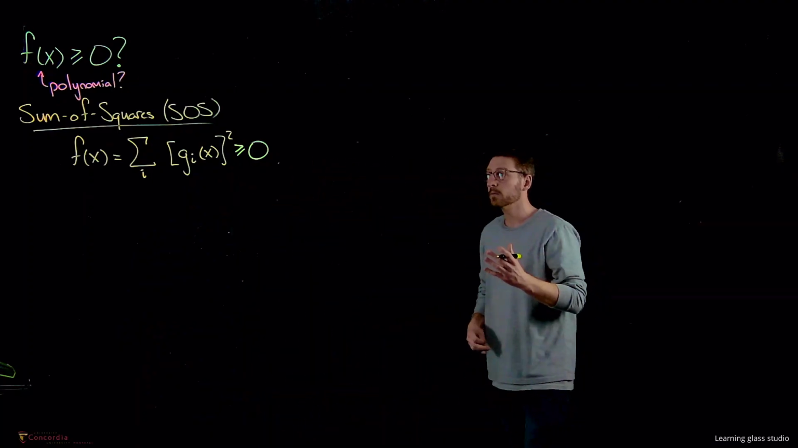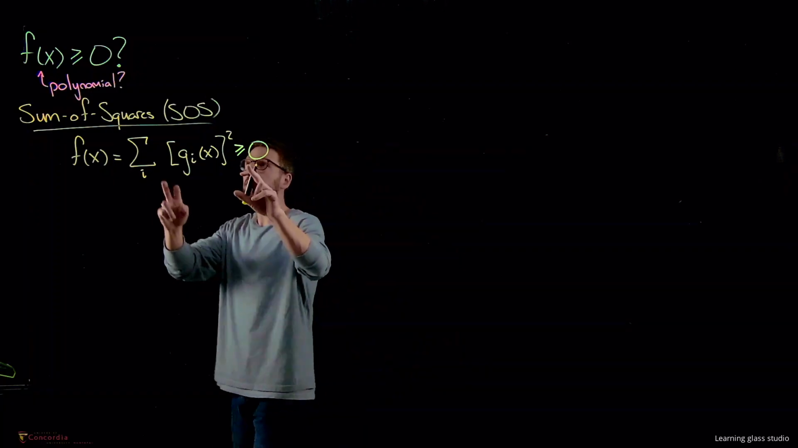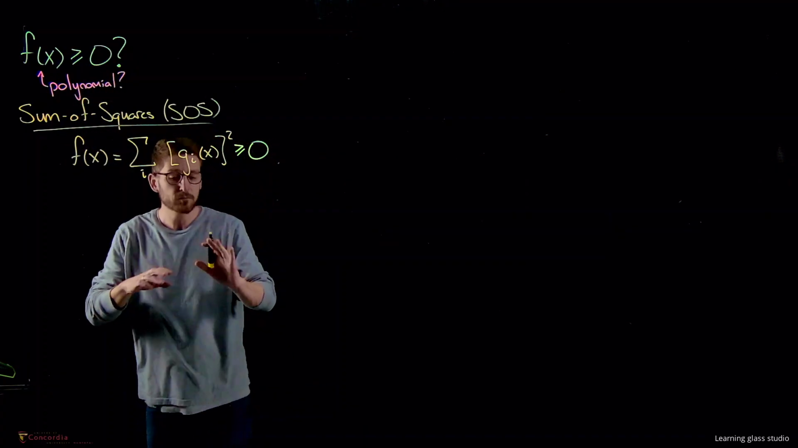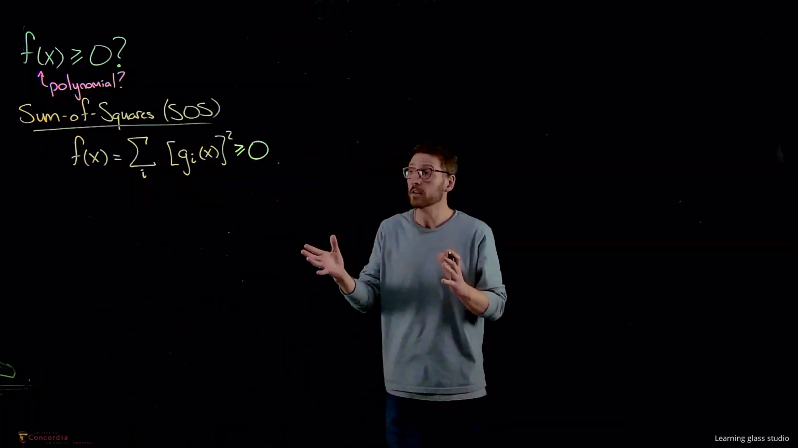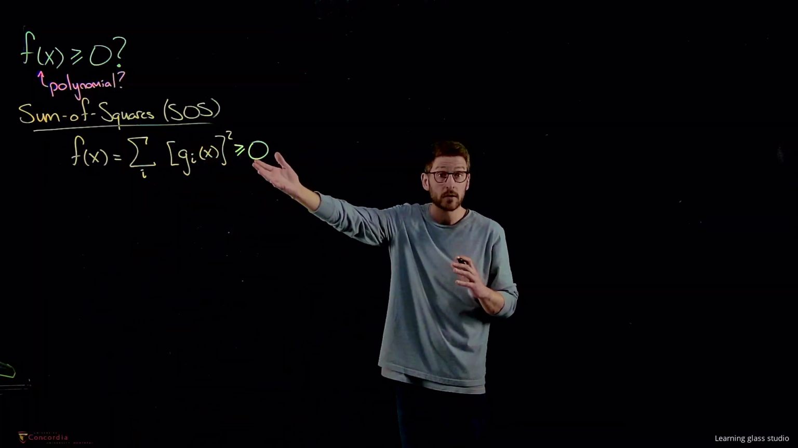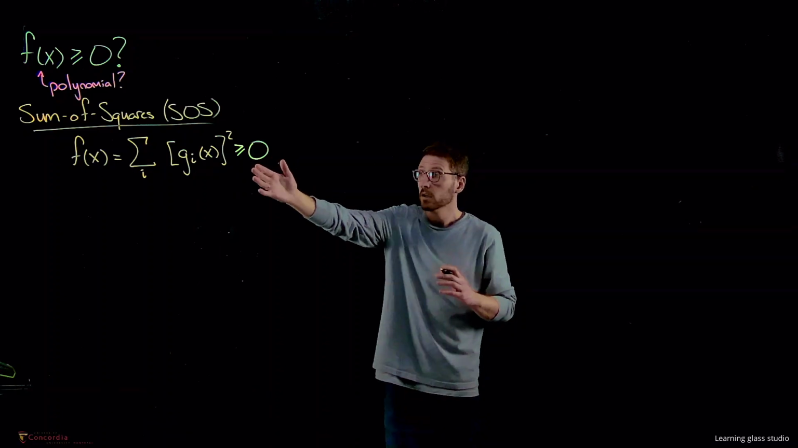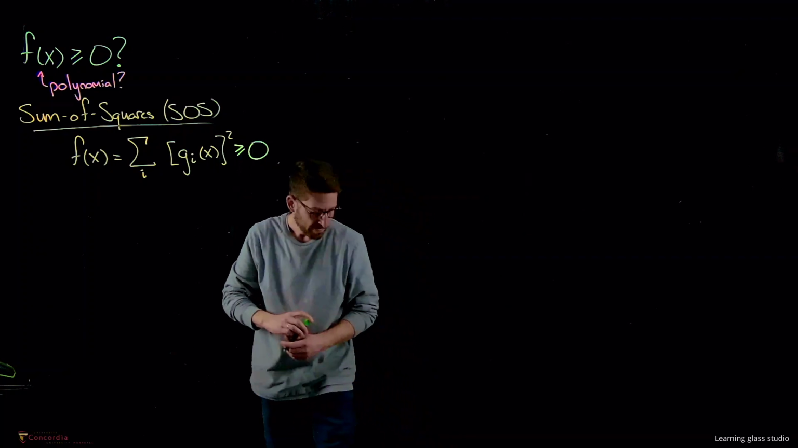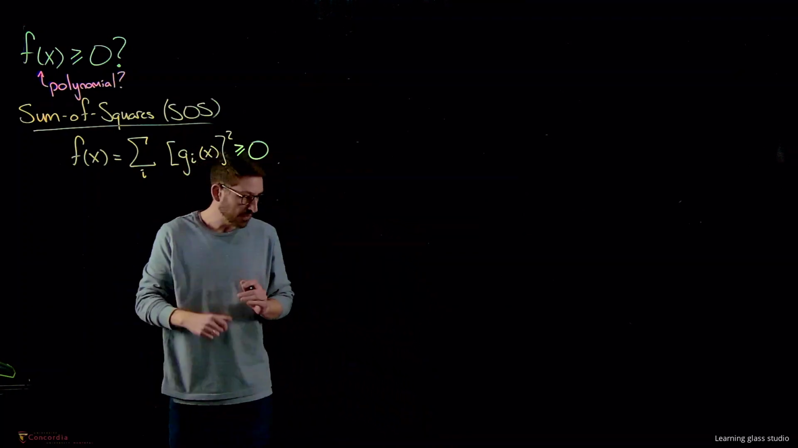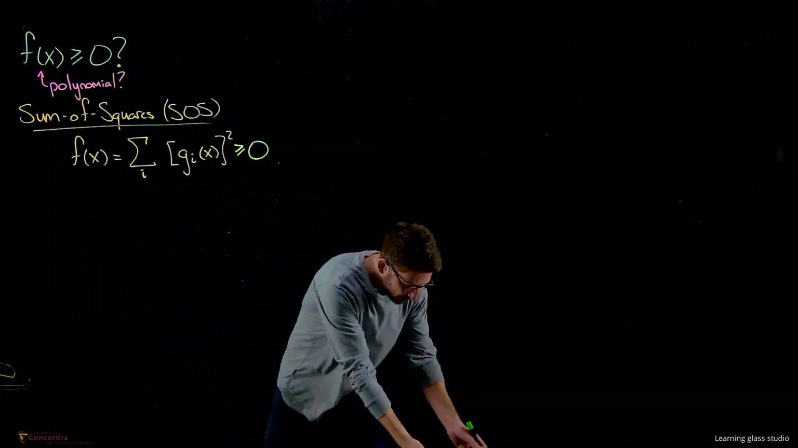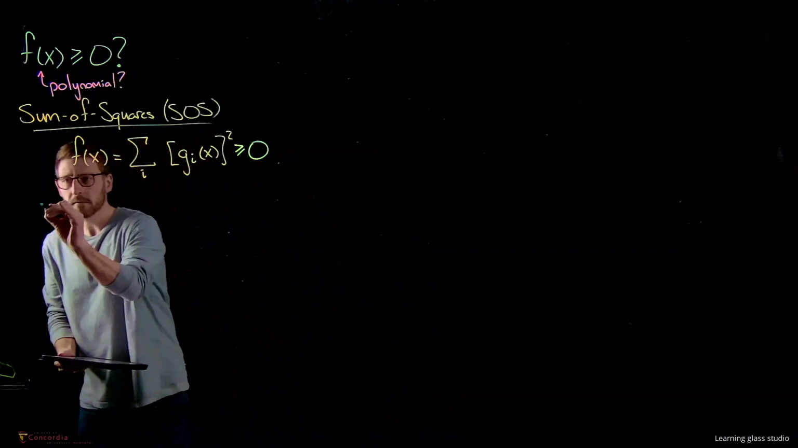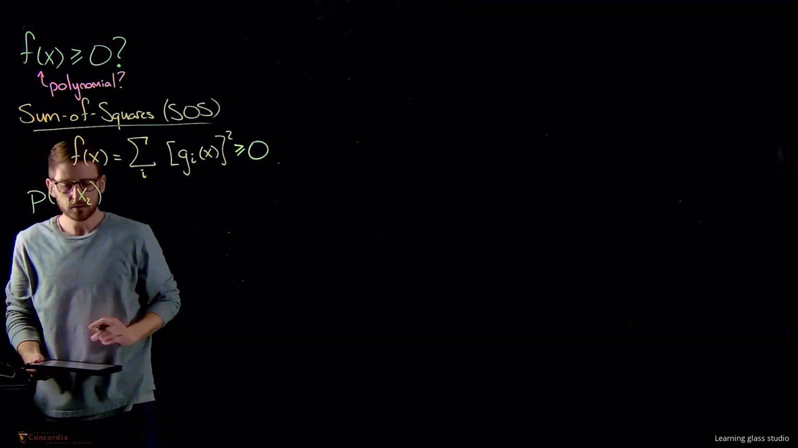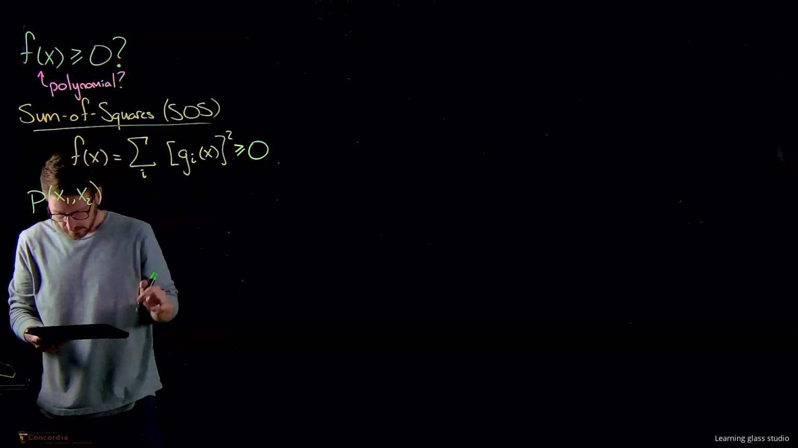So the question here becomes, instead of asking myself whether this thing is non-negative, this becomes equivalent to saying, could I find a sum of squares representation? So let's actually go by example here. Let's try and do this with a very general polynomial. Here's my polynomial, I'm going to work through this by example. A polynomial in two variables. Let me write it down for you.